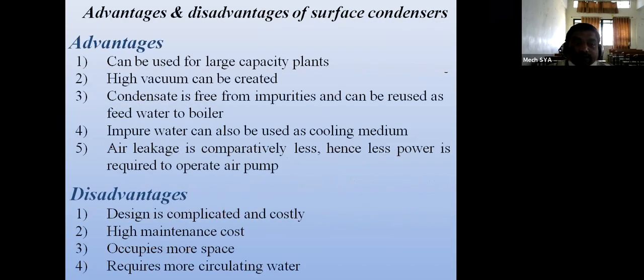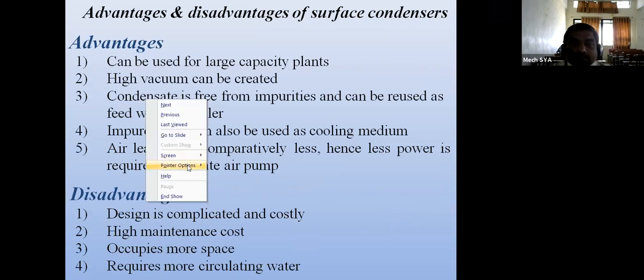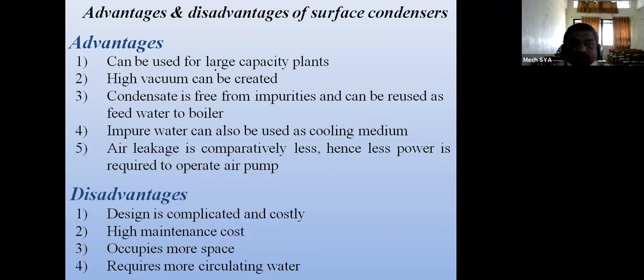Then the advantages: it can be used for large capacity plants. High vacuum can be created because there is less air entering. Cooling water flows only through the pipes, and the exhaust steam enters around them. Therefore, there is less leakage of air, which means less air is present inside the condenser. Therefore, high vacuum can be created.